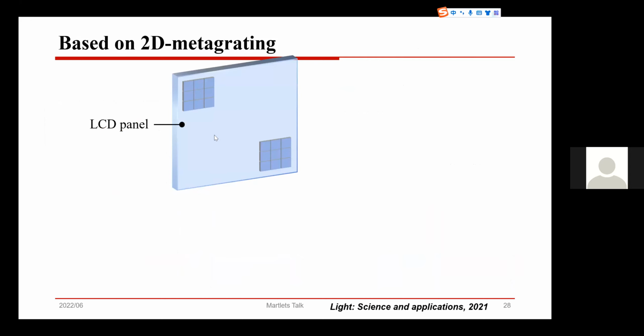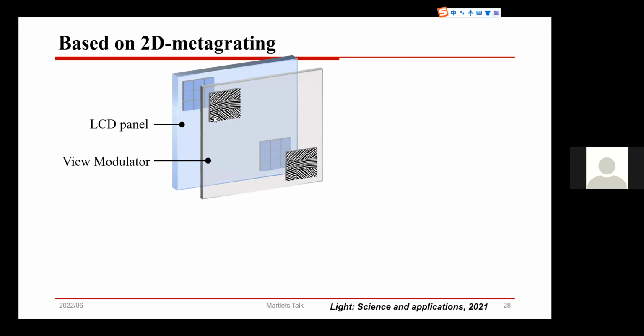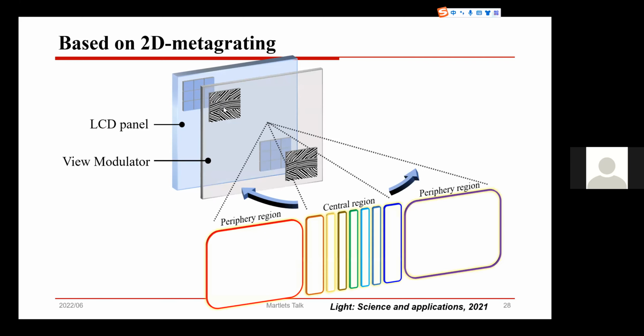Then the question is, how can we realize the dot, line, and rectangular views hybrid together? In the LCD panel, we can design nanostructures, and we use nanostructures to manipulate the view distribution from each pixel. As a result, we can manipulate the view distribution at the center and at the periphery, and finally reconstruct a 3D screen.